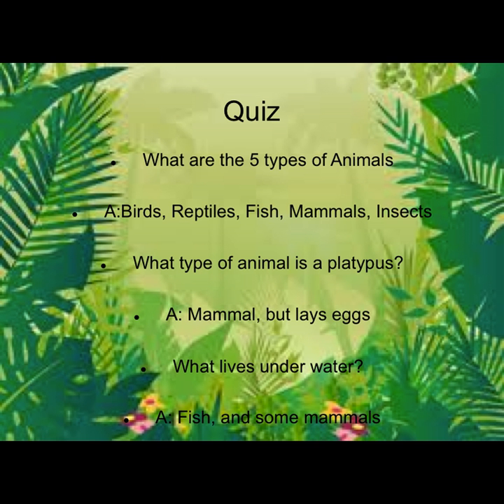Okay, next question. What type of animal is a platypus? A platypus is a mammal, but it still lays eggs, which is unique because, as we said earlier, most mammals give live births, so that was a little bit of a trick question, but you guys are smart, so I bet you got it.